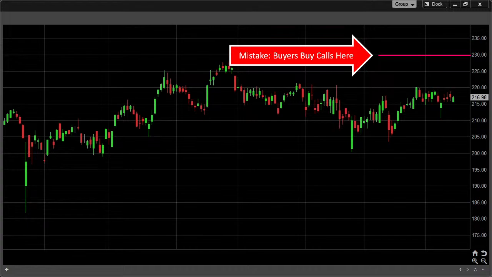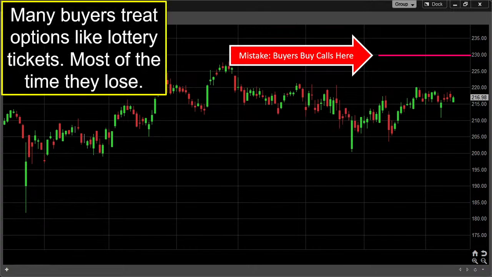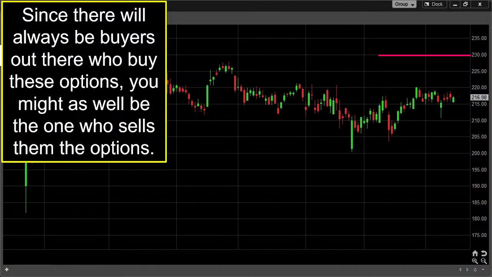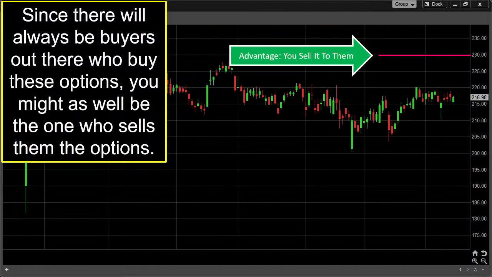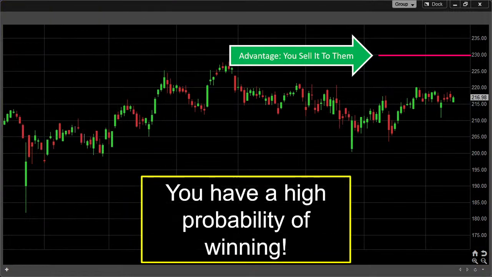Why do people buy options like that? Well, because they're cheap. They're inexpensive. I can buy this thing for $50, but I can make $3,000. That's like the Powerball, right? Most buyers treat their options exactly the same, like a lottery ticket. And most of the time, they end up losing. Since there's always going to be buyers out there who buy those types of options, we're going to be the one who sells them those options. There's got to be a seller out there, right? Since those options have such a low probability of getting hit, that gives you a high probability of winning.